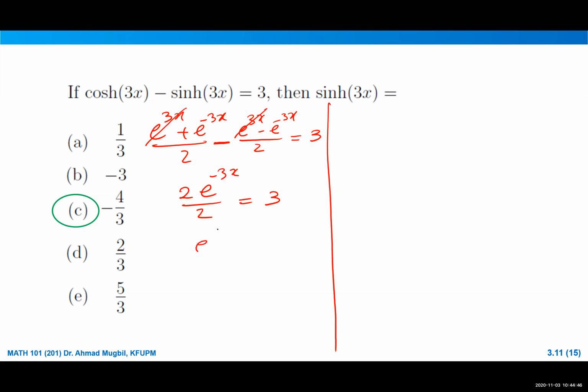Now this will be cancelled, so you will have negative 3x, 2 over 2 is 1, e to the power negative 3x equals 3. I advise you to stop here. So this is e to the power negative 3x. You can solve it for x, but no need. What I will do, I will go here now.